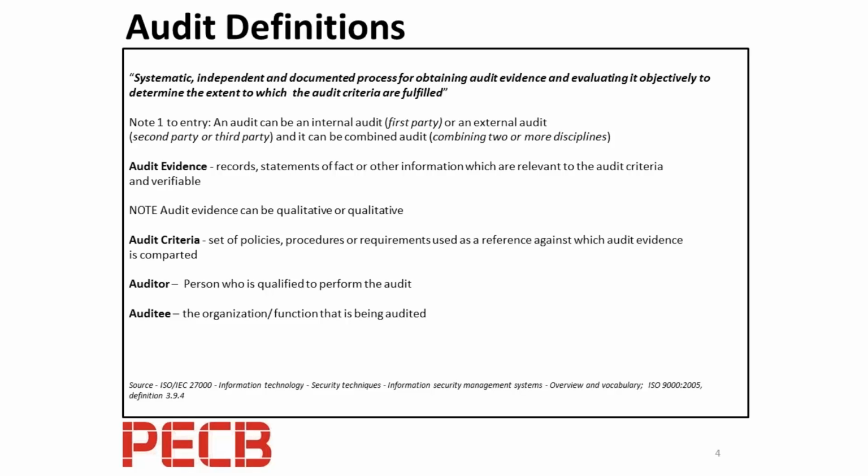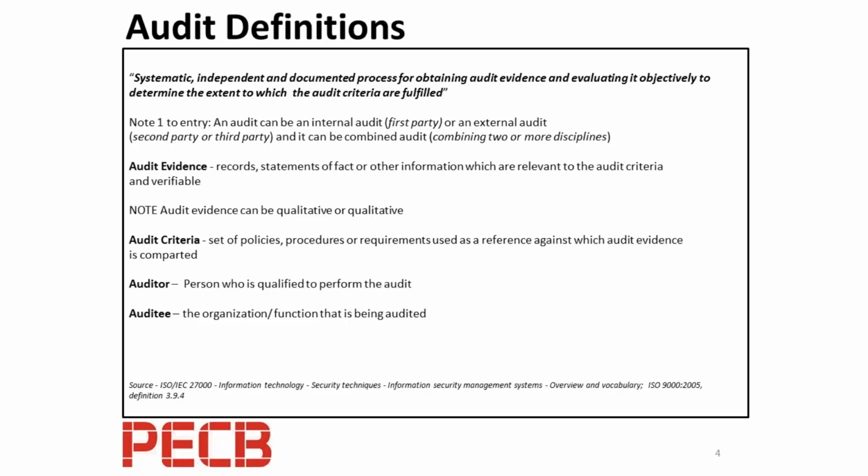The audit evidence is nothing but the records, statements of fact, or other information which are relevant to the audit criteria, which can be verifiable. And then audit evidence can be qualitative or quantitative. And then criteria talks about the policies, procedures, requirements such as ISO 27001 in this case on this topic. That's what the requirement is all about.